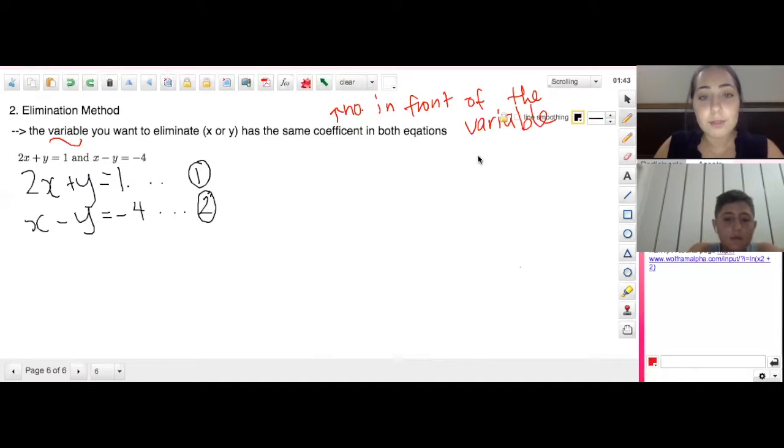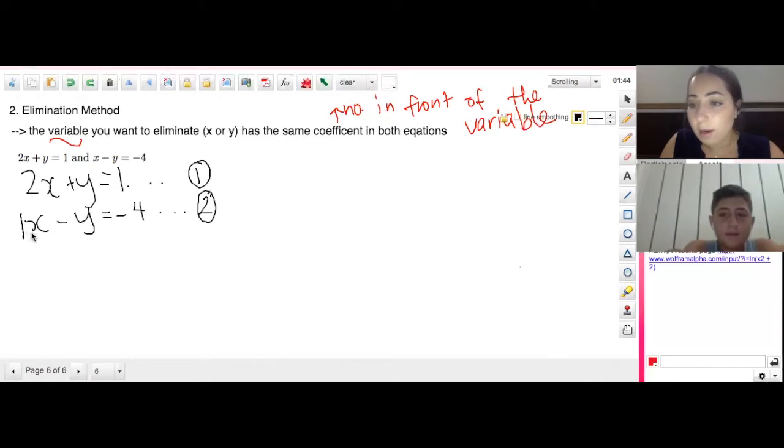Okay, so what you have to determine is you need to ensure that the same coefficient occurs in front of the variable that you want to eliminate. So what we're going to first look at is our variable of x. In our first equation, x has a coefficient of 2. And in the next equation, x has a coefficient of 1. So they are not the same coefficients.